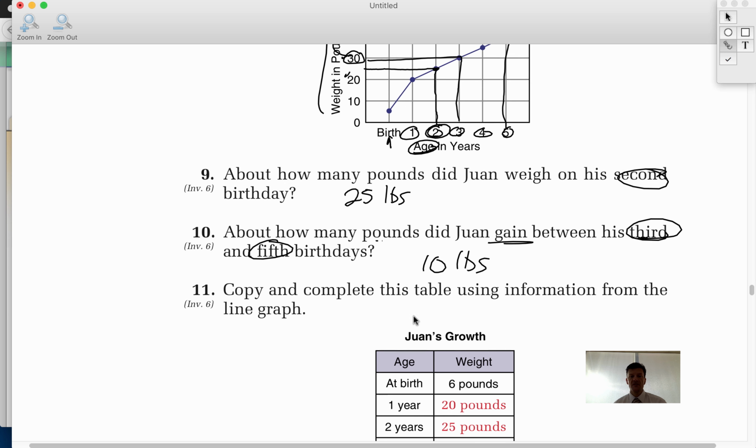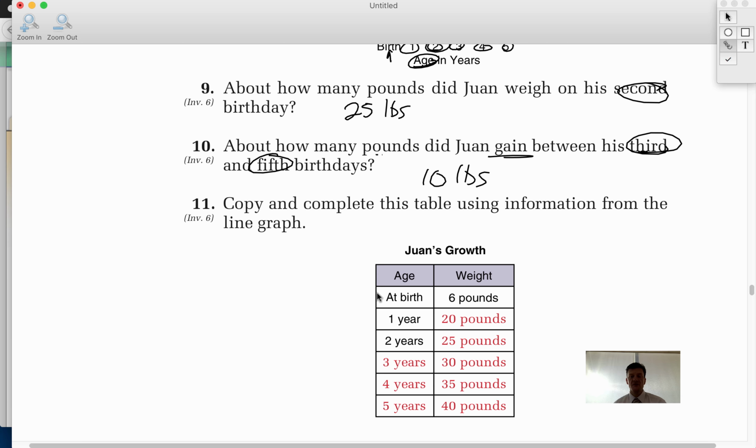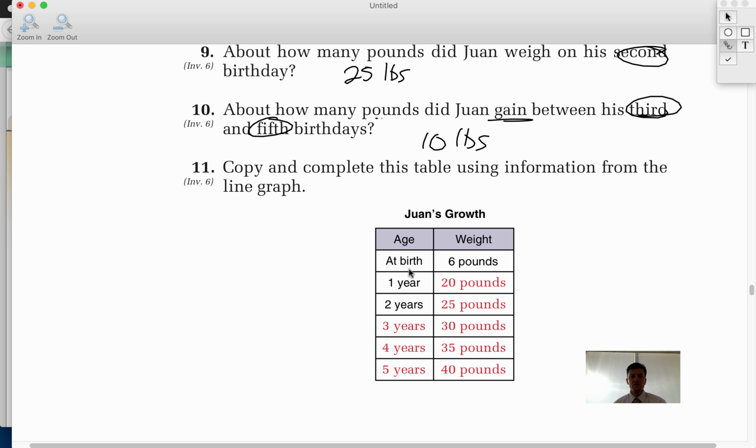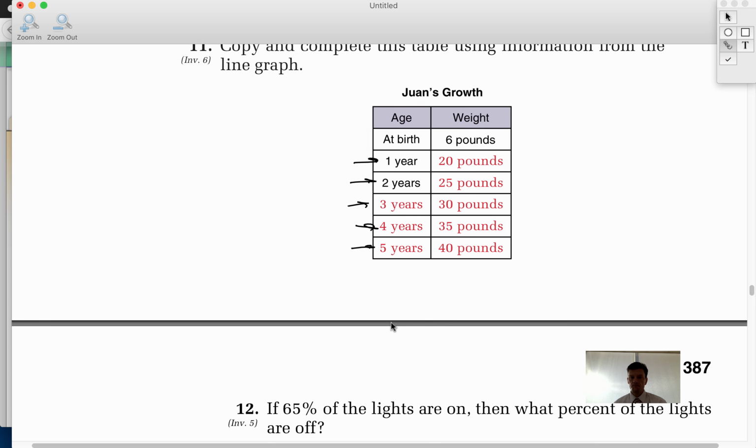Copy and complete this table using information from the line graph. It's already filled in for you. So all you're doing is looking at the graph and reading the different values for the weights at different years. Okay?